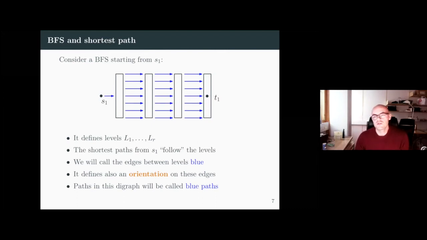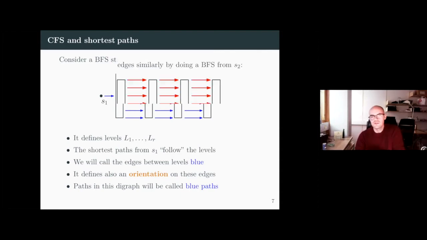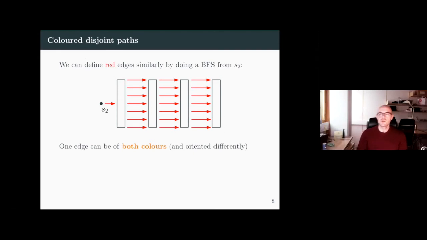And so here the remark is that this is a DAG, and this is basically where the reduction comes from. I mean, we see DAGs appearing again. So if you start from S1 and you do BFS, it gives you 1 color, and since you want a shortest path from S2 to T2, you will do another BFS from S2. This gives you another partition of the vertices, another color basically, and this is what we call the red color.